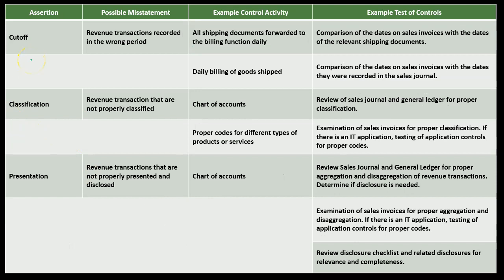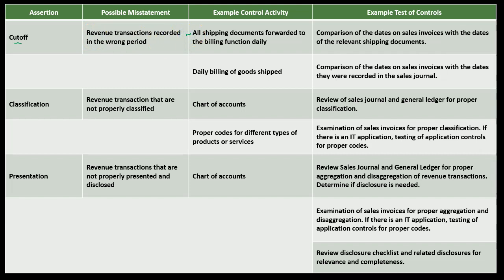Next assertion, these are the last three here, is going to be cutoff. So at the end of the year or the beginning of the year, the cutoff periods. A possible misstatement with relation to cutoff is revenue transactions recorded in the wrong period. That's the problem. How do we solve that as the company that puts in the internal control?